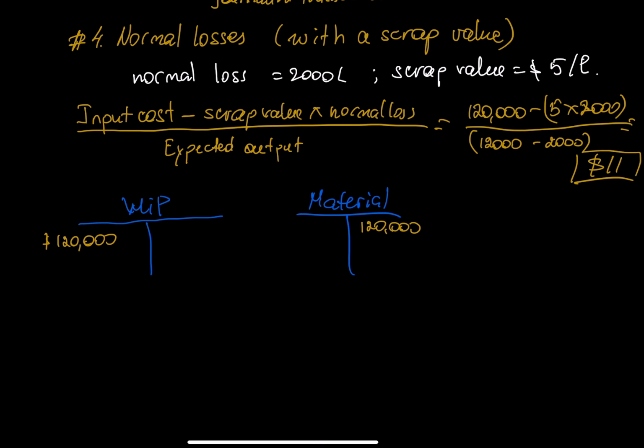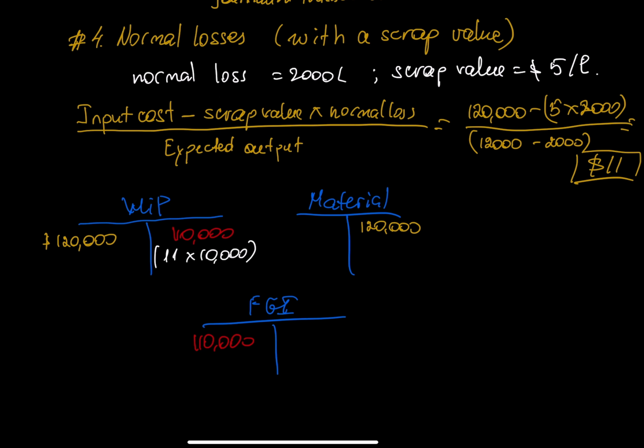So the finished goods inventory will be debited, and let me just write it over here. The finished goods inventory will be debited $11 multiplied by 10,000. So that's just basically it. So that's going to be where we are, 110,000 debited here and credited over here. So that's $11 by 10,000 liters.